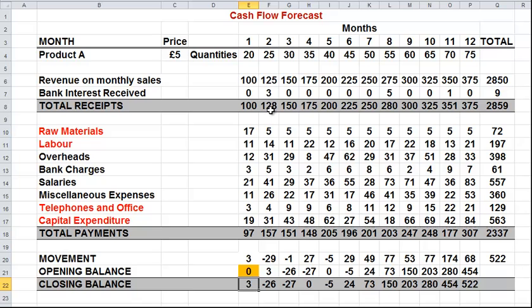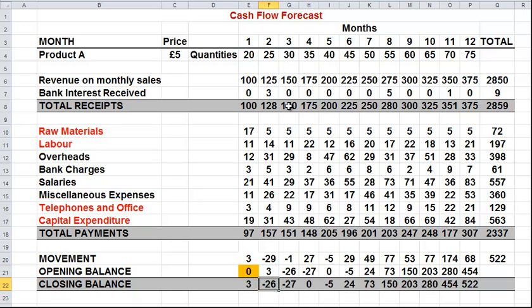Now for the second month, the receipts are 128 and the outgoings are 157. Therefore, the movement is minus 29. It's 128 minus 157, which is minus 29. But we had 3 left over from the previous month, so that's our opening balance, 3. So over the month, we're down minus 26. 29 was caused by the month, but we carried forward plus 3, so giving us 26.